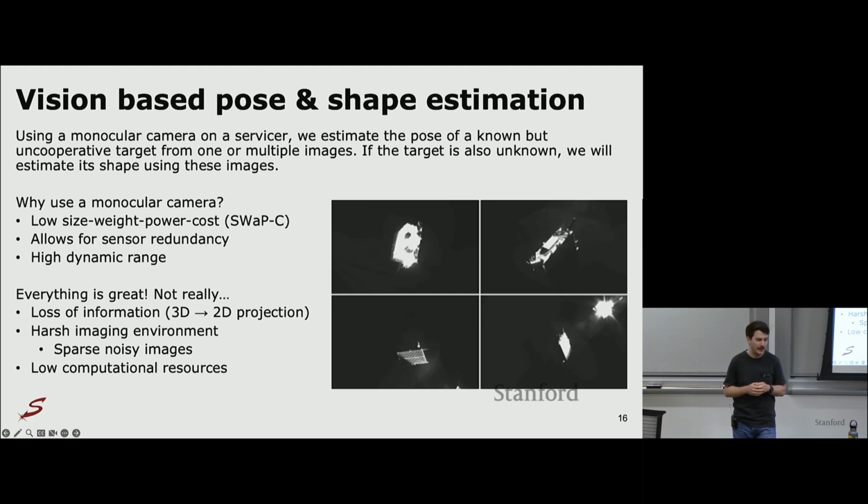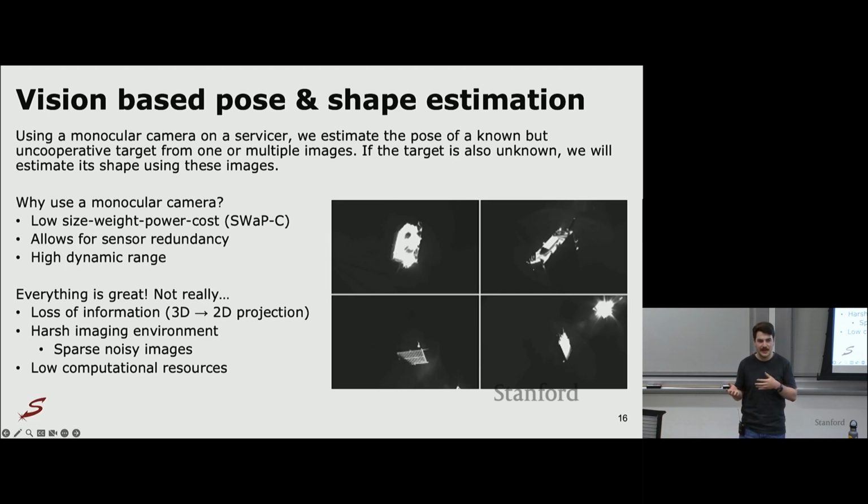In space, we also have a really harsh imaging environment. And so that means that we get sparse, meaning infrequent, and noisy images. You're seeing some examples there where the lighting is not so great for imaging. And then finally, we're dealt a pretty bad hand in space, and we have pretty bad computational resources when we're talking about spacecraft. So we have a couple problems to solve, right? Pose and shape estimation. We have some challenges.